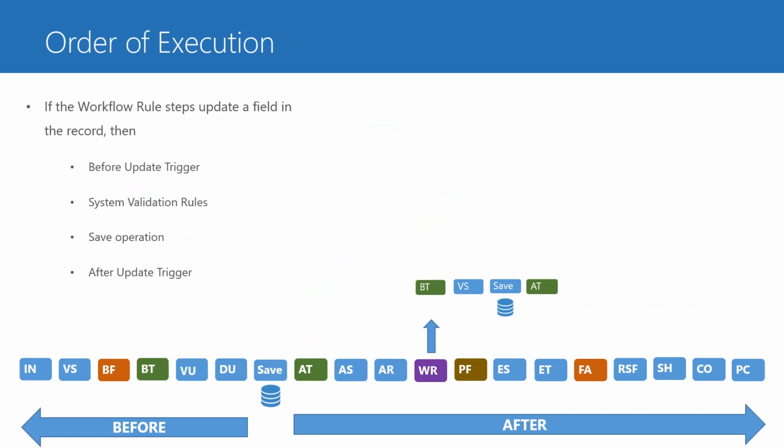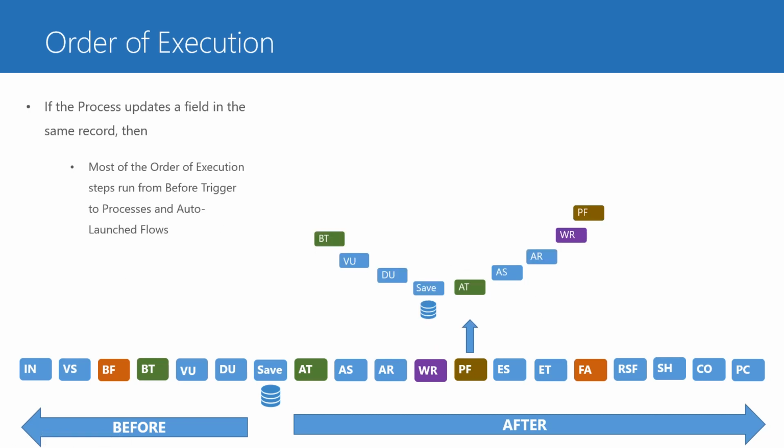Now, if the workflow rule step produces a field update in the record, then it will initiate these 4 steps. The first step that is initiated is the before update trigger. Then we have the system validation rules. Then we have the save operation. And finally, we have the after update trigger. So basically, at the bottom, we have the initial set of order of execution. Let's say that the workflow step did produce a field update. In this case, only these 4 steps would run.